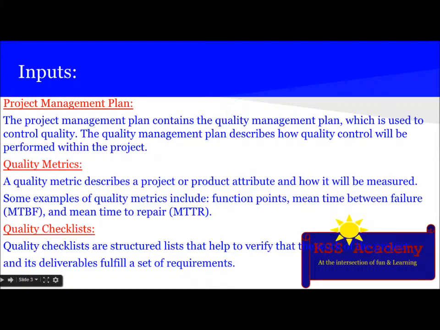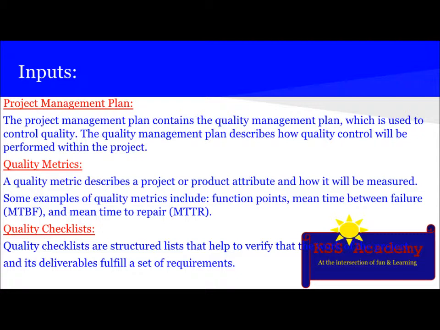So let's learn about the inputs. First input is the PM plan. The PM plan contains a quality management plan, which is used to control quality. The quality management plan describes how quality control will be performed within the project. Quality metrics. A quality metric describes a project or product attribute and how it will be measured. Some examples of quality metrics include function points, mean time between failure (MTBF), mean time to repair, that is MTTR.